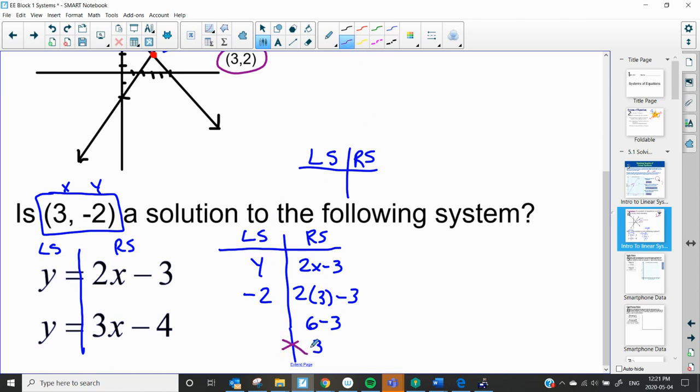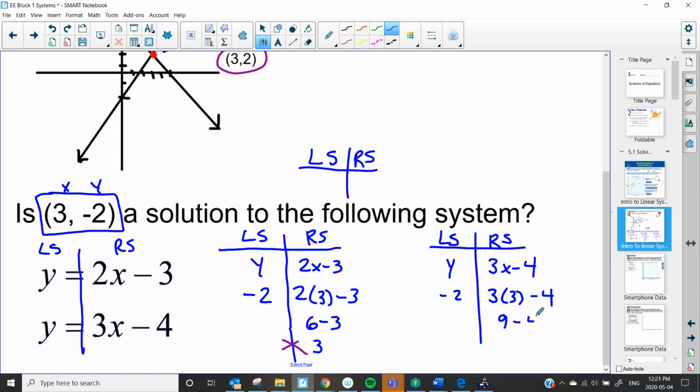Now, we could stop there because as soon as it doesn't work for one, we know it doesn't work. However, we're going to check the other one as well, so we're going to do left side, right side, just so we get some practice with verifying. Left side is y, right side is 3x minus 4. And so our y is negative 2. And then we have 3 times 3 minus 4. So 9 minus 4 is 5. Again, this one doesn't work either. This is not a solution. So again, to be a solution, it has to work for both equations.